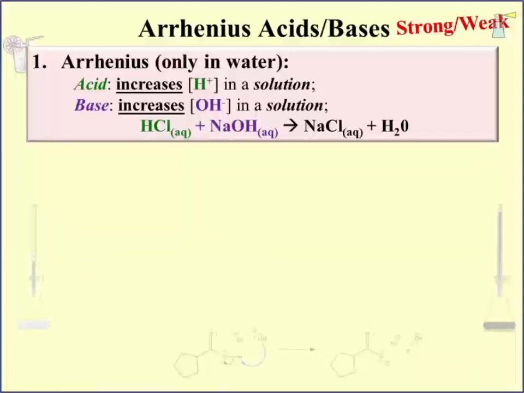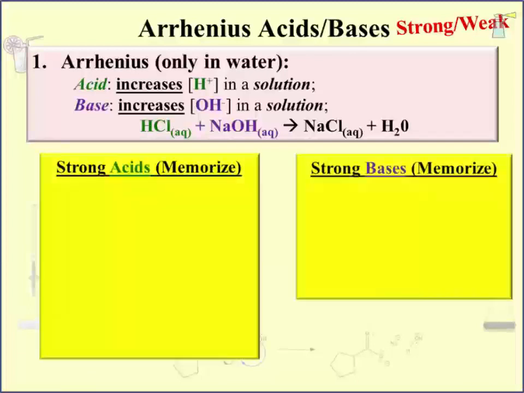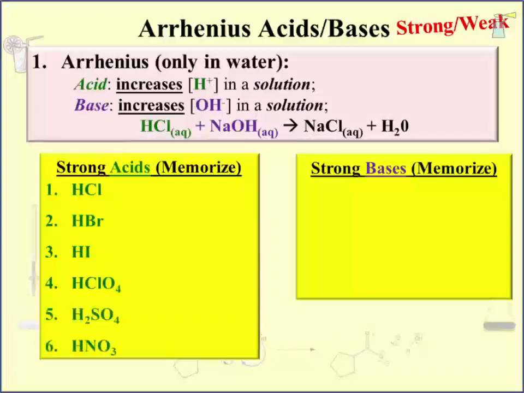Very few of the many kinds of acids and bases are considered strong. Since the list is small, the names of strong acids and bases are generally memorized. For acids, there is hydrochloric acid, hydrobromic acid, hydroiodic acid, perchloric acid, sulfuric acid, and nitric acid.